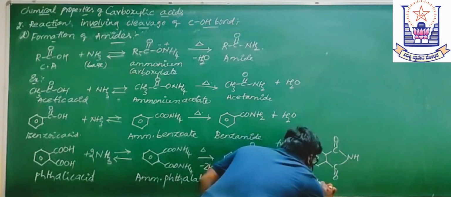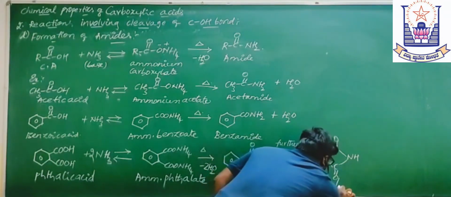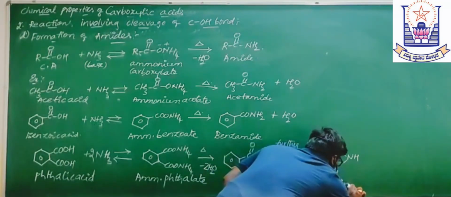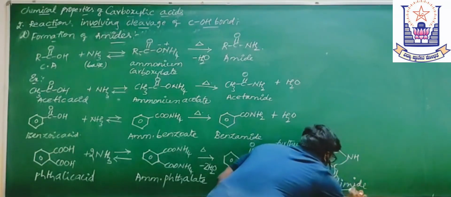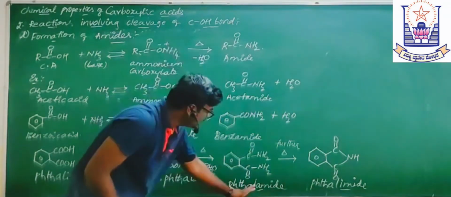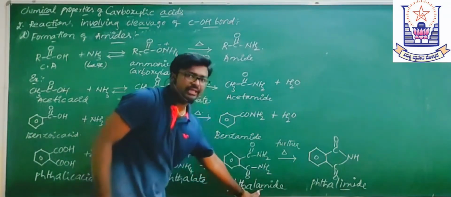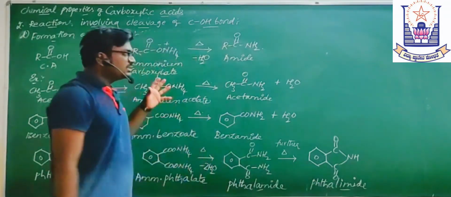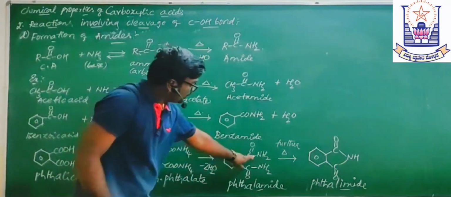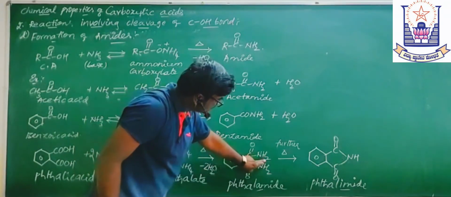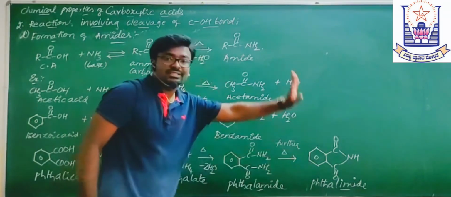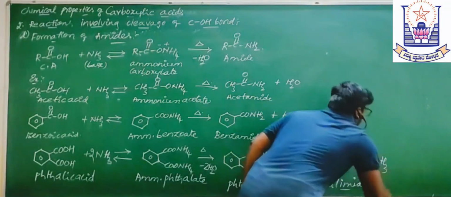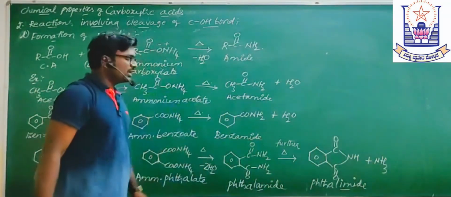What are you going to get? Phthalimide you are going to get. See, look at the spelling. It is phthalimide. Amide, A is there. It is phthalimide, I is there. What is coming out? One N, one hydrogen is there. This hydrogen is not there. NH3 is coming out as the byproduct. Ammonia is coming out as the byproduct.